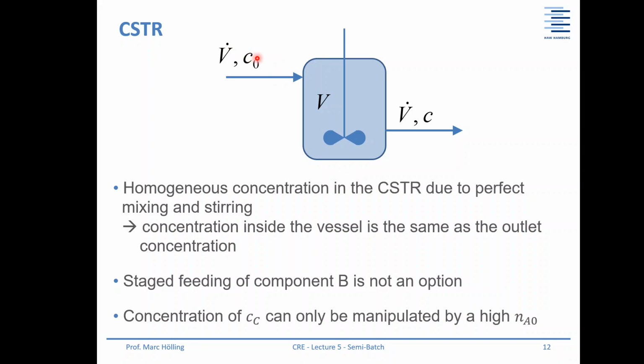So it doesn't make a difference if you add your main flow here with component A and then you have a side entry with component B. Everything is mixed perfectly well, so you can't take any advantage of this. A staged feeding of our component B is not an option, and if you want to do a reaction like we have here in our example, you can just play around with the starting amount of moles, Na0, and this is your only choice to manipulate the value of Cc. So for the CSTR it's not working.